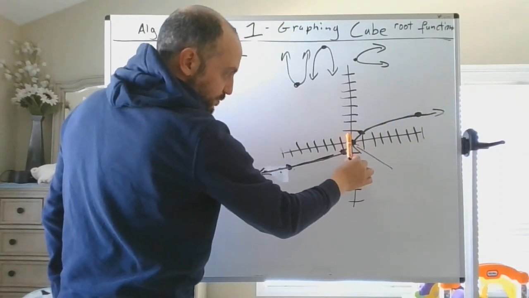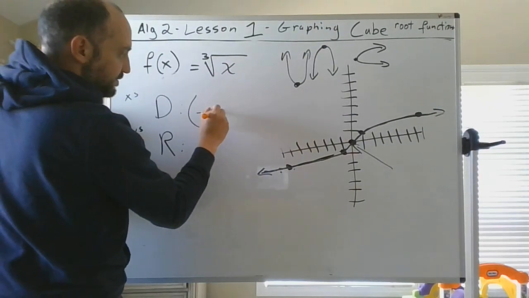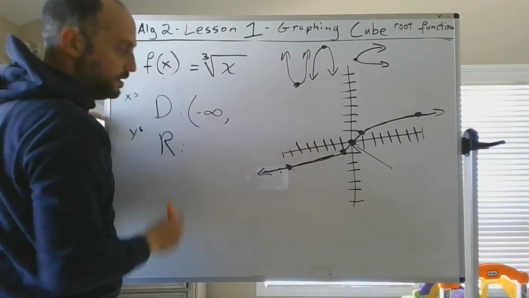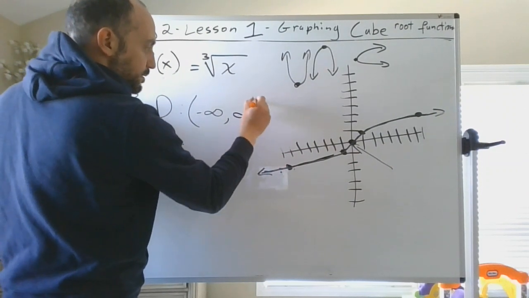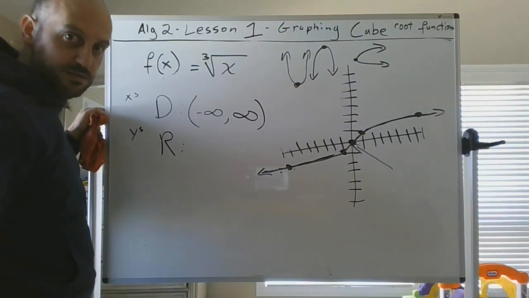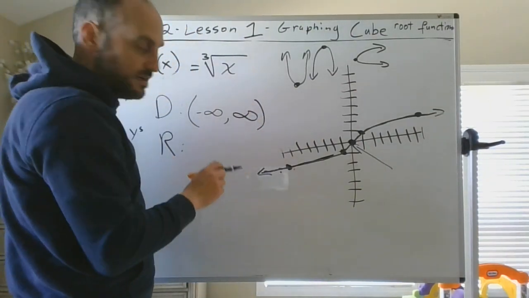So think about this. Would this go forever left? Yes, it would. That is negative infinity with parentheses. Would this go forever right? Yes, it would. Positive infinity with parentheses. Let's talk about range now. Now, range is a little bit different. Students get caught up in this.